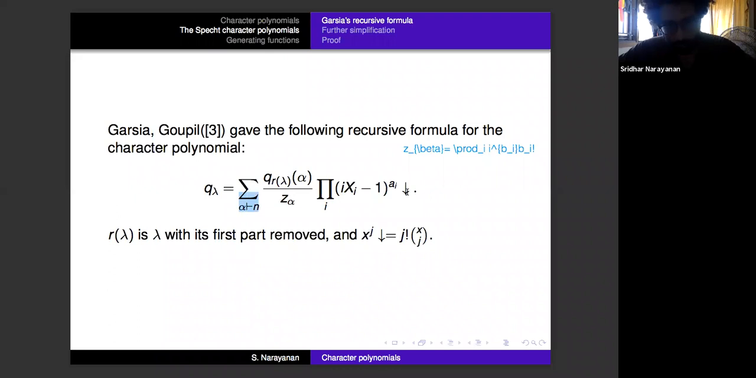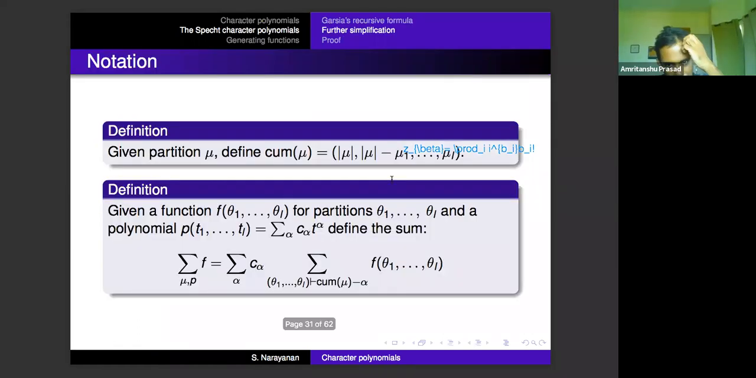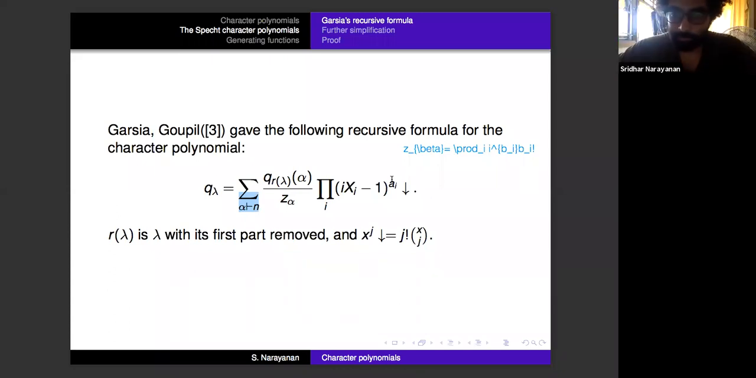Now this down arrow with the product: how we deal with the down arrow is first you expand this term into monomials in Xi. Then the monomial Xi raised to j becomes this, you make this transformation. So x raised to j becomes x falling factorial j, which is just j factorial times x choose j. This is the umbral calculus.